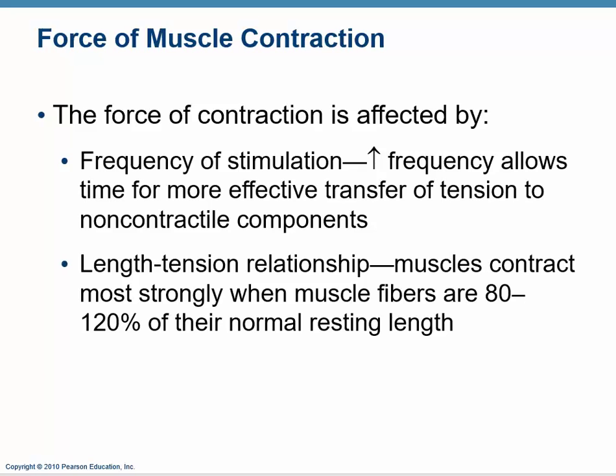Now, the other thing, and this is a little bit counterintuitive, is the amount of overlap between the thin and thick filaments. If the thin and thick filaments are hardly overlapping at all, you can't get very many cross bridges, so you really don't get very much contraction. And similarly, if there's too much overlap, there's no place for the thin filaments to go towards the middle, and you lose any force of contraction because you can't shorten any further. So there's this length relationship.